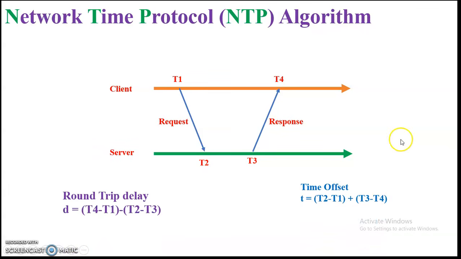Now, the round trip delay is calculated in NTP as (T4 minus T1) minus (T3 minus T2). This is the difference between T4 minus T1 and T3 minus T2. And the time offset is calculated as ((T2 minus T1) plus (T3 minus T4)) divided by 2.